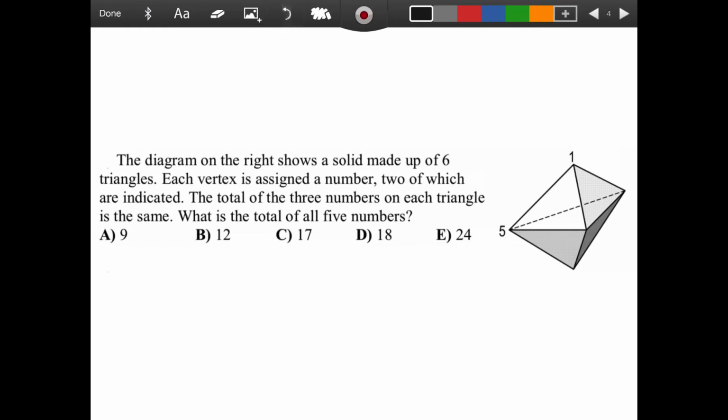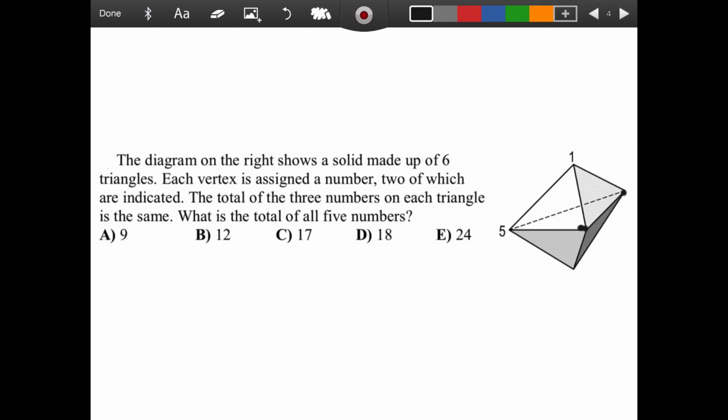So now let me tell you what I think of this. What I think is this vertex and this vertex must be the same because they have 1, 1, 5, and then they have an unknown value here, and then the back triangle is 1, 5, and an unknown value.